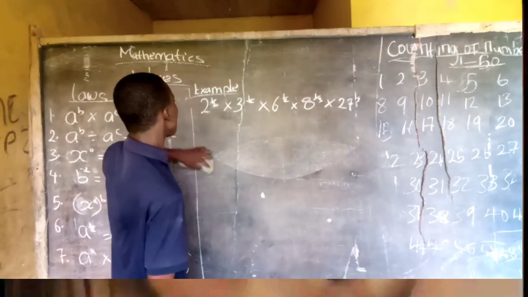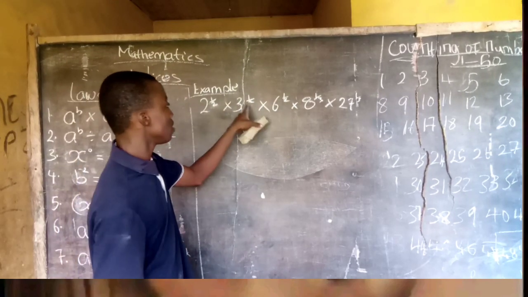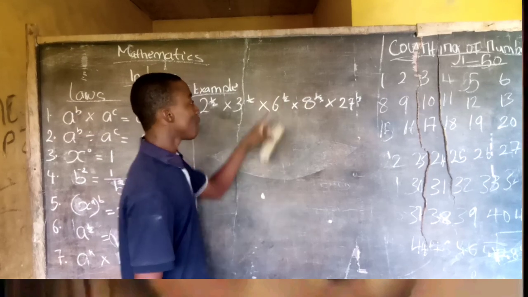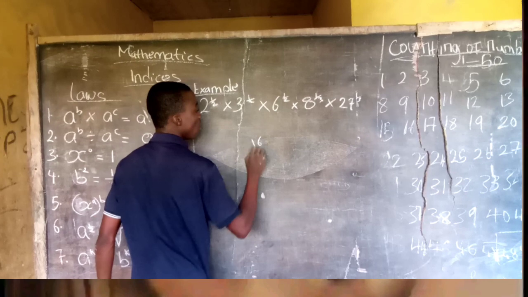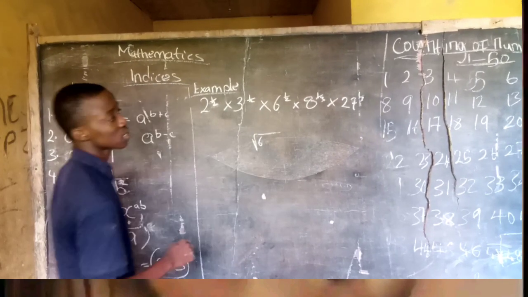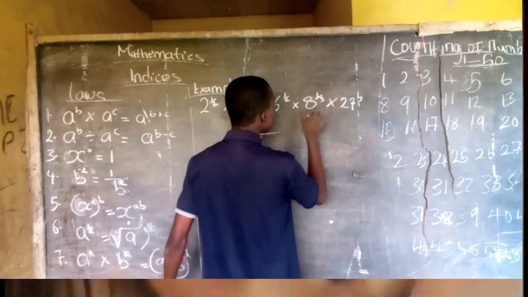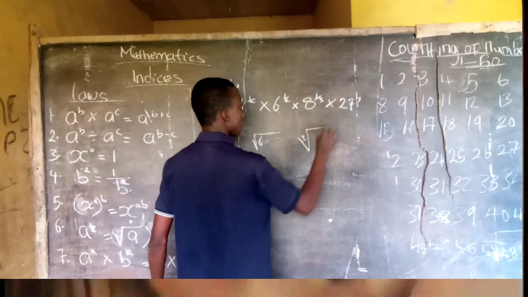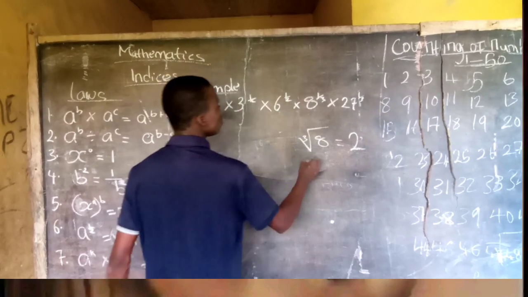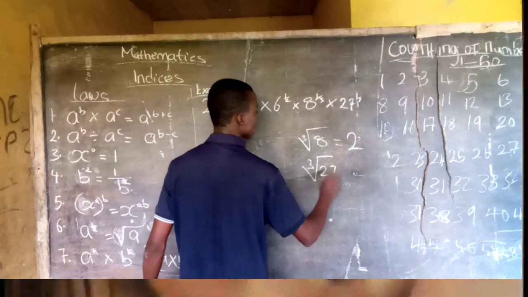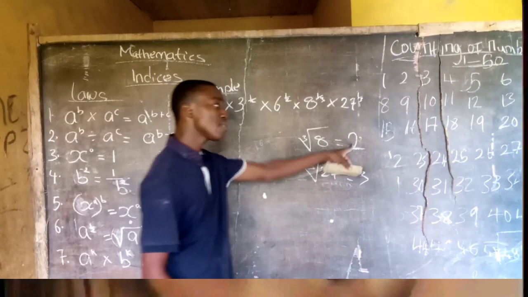Alright, so here is 2 to the power half, 3 to the power half, then 6 to the power half. But you will agree with me that there is no possibility of getting the square root of 6. Okay? And we can get the cube root of 8 as 2, and we can get the cube root of 27 as 3. Alright?